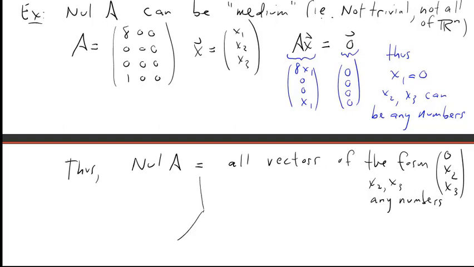What does the null space look like geometrically? Well, x1 has to be 0. x2 and x3 can be anything. Therefore, we're looking at the x2, x3 coordinate plane.